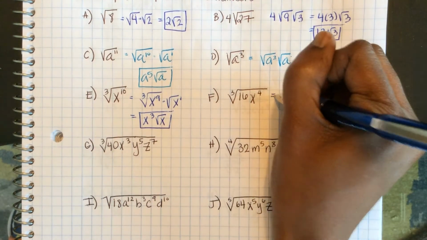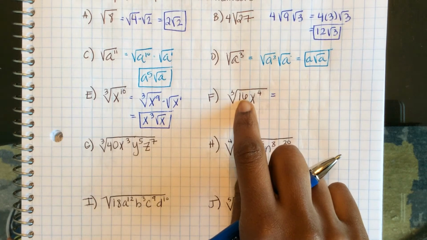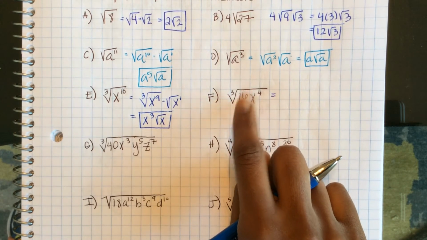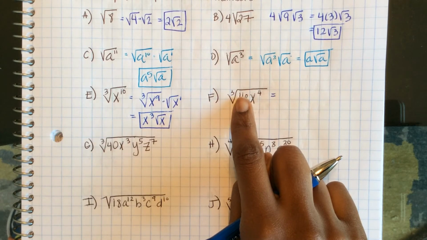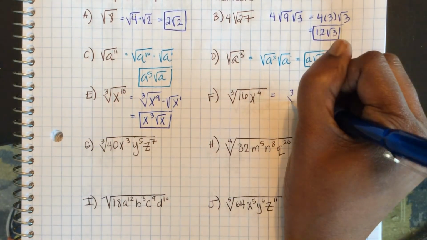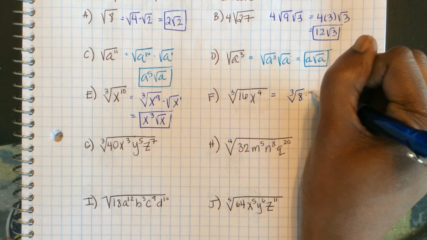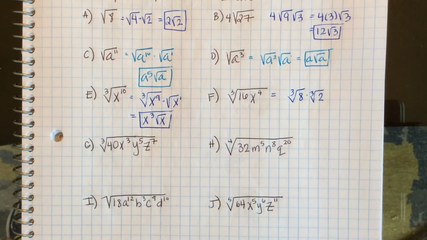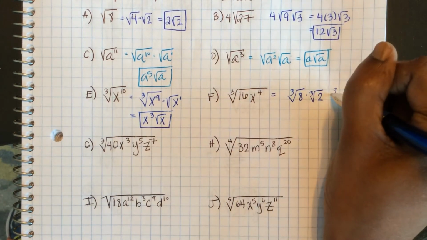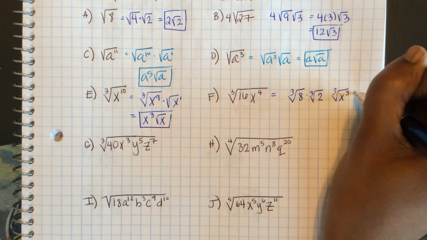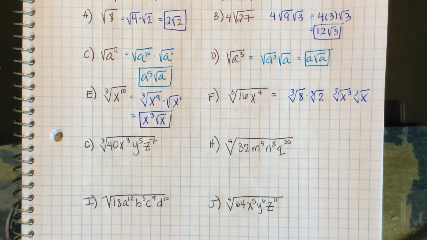All right, here we go. Cube root of 16. Okay, what is a cube that goes into 16? That would be 8. So that's cube root of 8 times cube root of 2. So then what cube can I factor out of x to the 4th? Well, that's going to be x cubed times x.